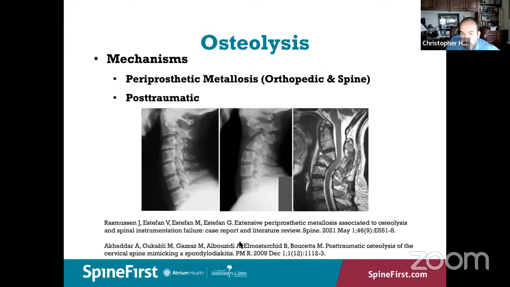Some of the other proposed mechanisms include periprosthetic metallosis, and this is not just in spine surgery, but in orthopedic total joint repair as well. And there have also been some reports of post-traumatic osteolysis. The radiographs here are from a patient that had a cervical spine trauma. The initial post-traumatic x-rays are on the far left. And then you can see that there's progressive osteolysis, collapse of the disc space, and a kyphotic defect or deformity that develops there.